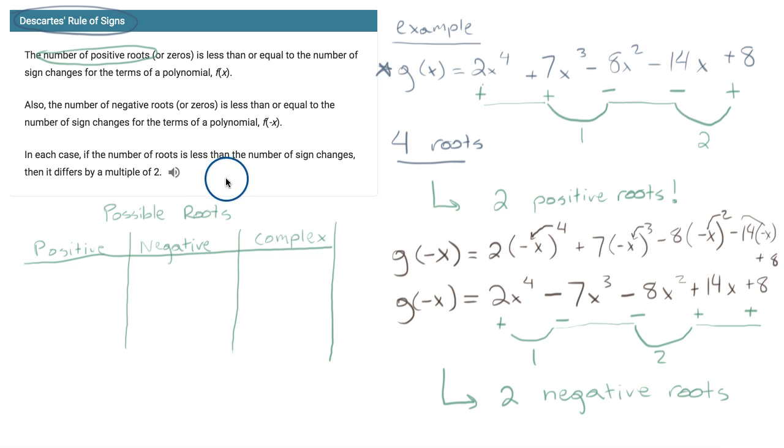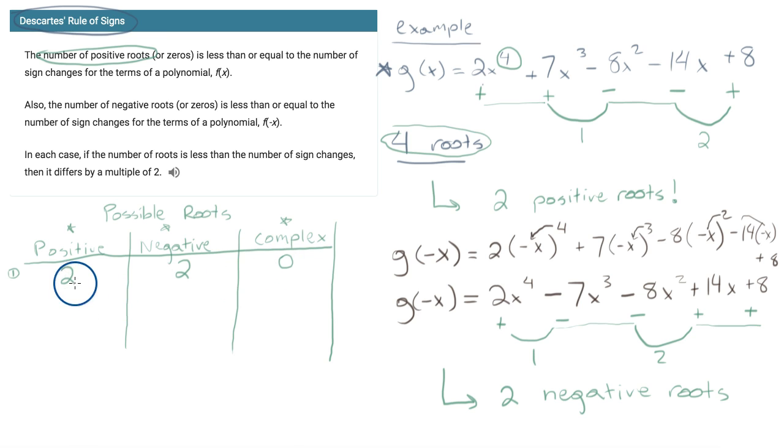All right, so now it's time to put everything together. We learned earlier that because our polynomial had a degree of 4, we have 4 total roots. But we're not sure whether these roots are positive, negative, or complex. We just know they add up to 4. Well, Descartes' rule showed us that we could have up to 2 positive roots and up to 2 negative roots. So let's call this scenario 1. If we had 2 positive roots and 2 negative roots, that would equal our 4 roots, meaning that we would have 0 complex roots in this scenario.